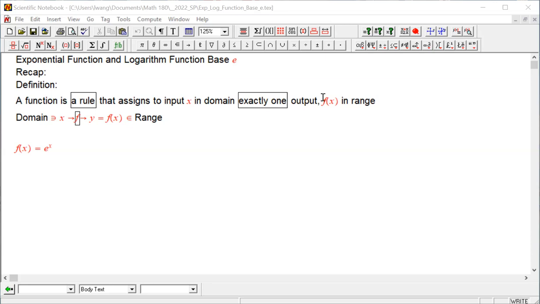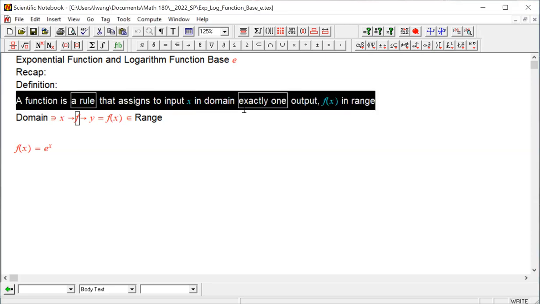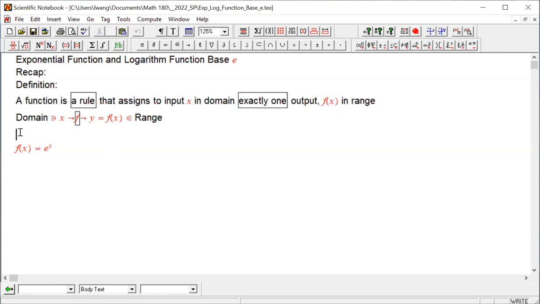I put the definition of function here one more time because this is really the most important concept, right? We have covered so many rules as a function, and so many properties about base 2 and base 3, which are our previous functions. We did 2 to the power x and 3 to the power x. We have detailed discussions. So finally, it's time to introduce e to the power x.